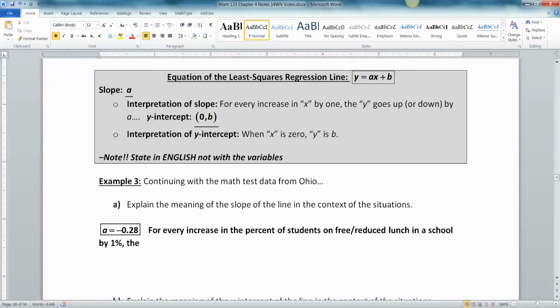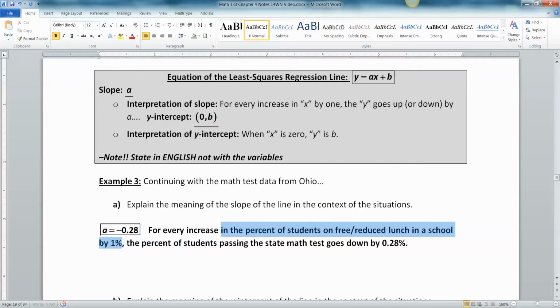The percent, now the Y, the percent of students passing the state math test goes down, because this is a negative, so it goes down by 0.28%. Okay, so every time the percent of students on free reduced lunch goes up by 1%, or by 1, honestly, because you said the word percent, the percent of students passing the math test goes down by 0.28.